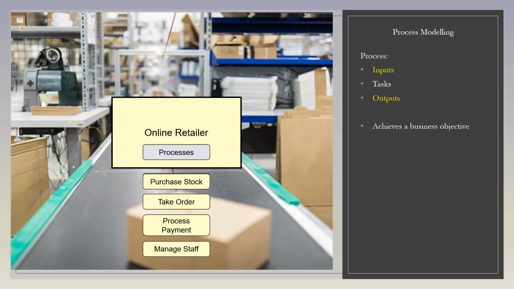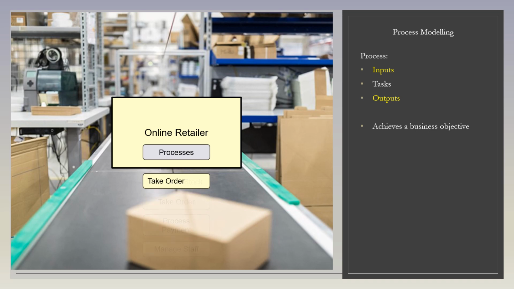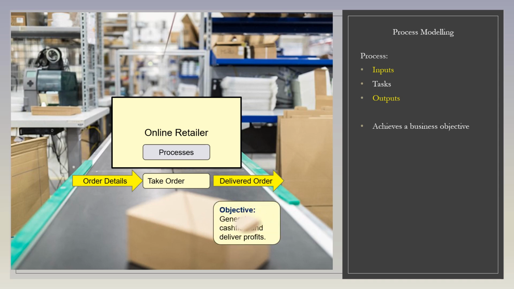If we analysed one of those business processes, take order, we might find that it has input of order details and an output of delivered order. A key thing about any business process is that it meets some business objective. For example, in this case, it might be to generate cash flow for the business and deliver profits.